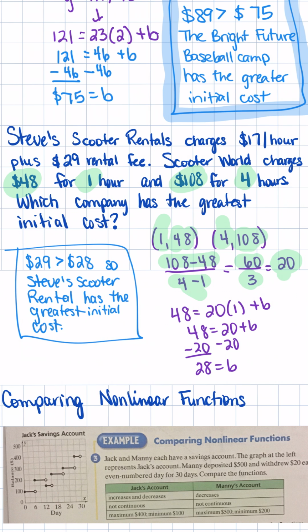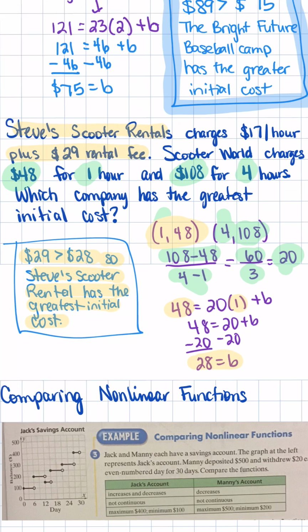I plugged that into my equation, y equals mx plus b, and plugged in the 2 points. You could do either point, but I did the 1 and the 48 for my input and output. And when I solved that, I got that b equals 28. So $29 is what the initial fee was for Steve's Scooter's place. So it certainly was close, but $29 is greater than 28.